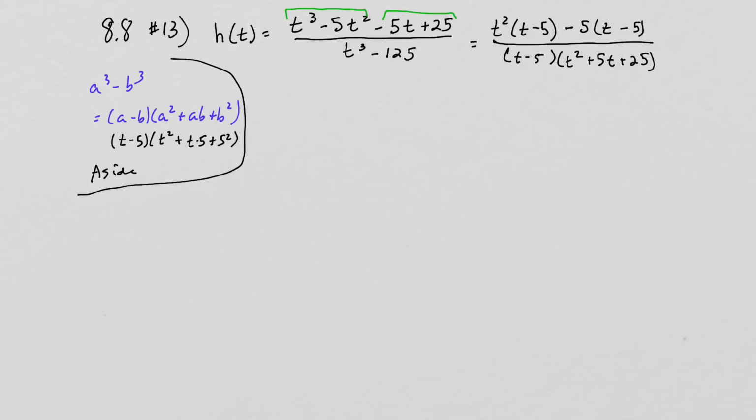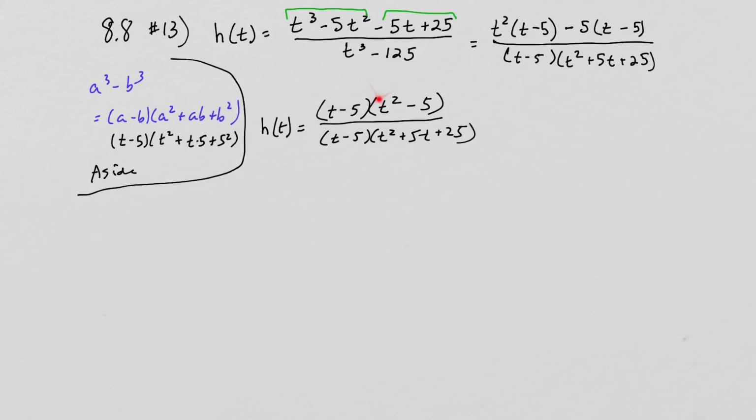We factor off t minus 5. So we have h of t equals t minus 5 times t squared minus 5. So we had a t minus 5 here and a t minus 5 here. You're taking the t minus 5 off of here, leaving t squared. You take the t minus 5 off here, leaving negative 5. If you're not sure that looks right, just multiply this out again using FOIL.